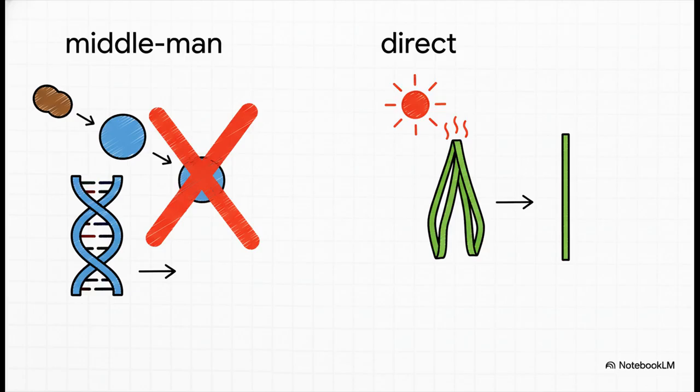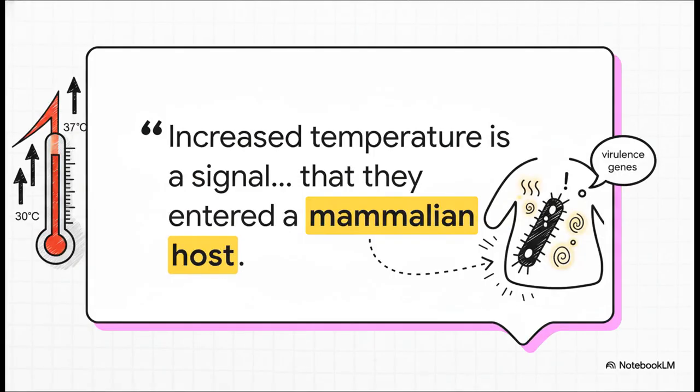It's amazing. And here's where it gets really serious. For a pathogenic bacterium, what does a sudden jump in temperature from, say, 30 to 37 degrees Celsius really mean? It means it just got inside a warm-blooded body. This temperature switch is the signal that screams, "You're inside a host. Time to turn on the attack genes and start the infection."